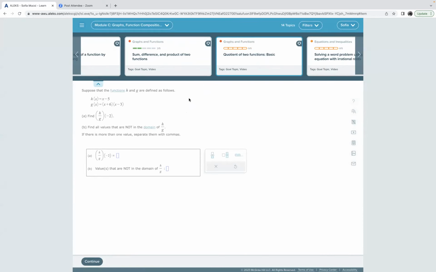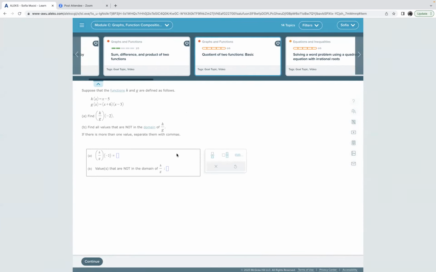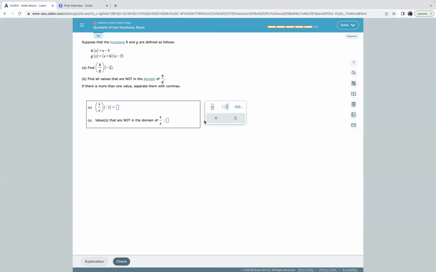Okay, I was attempting this one, but I keep making little mistakes. I guess I've just gotta try. I know to set this up as (x - 5) over (x + 6)(x - 3). Yes. And then we're gonna plug in.